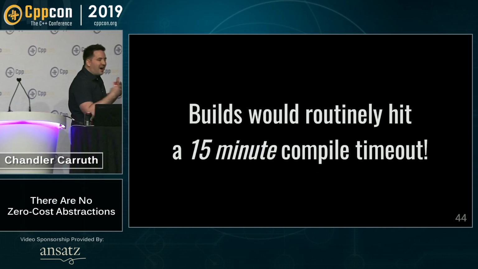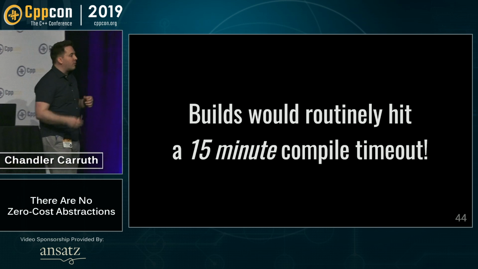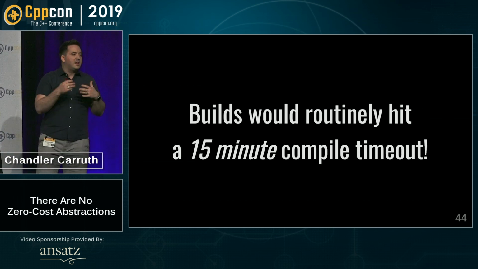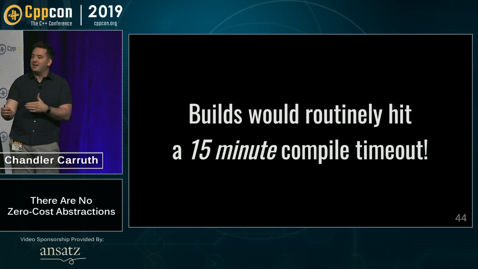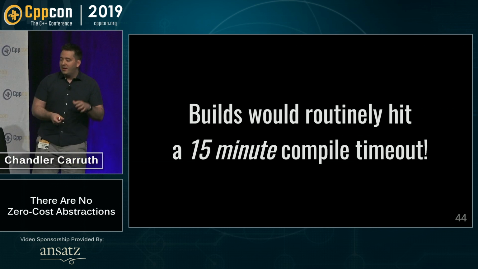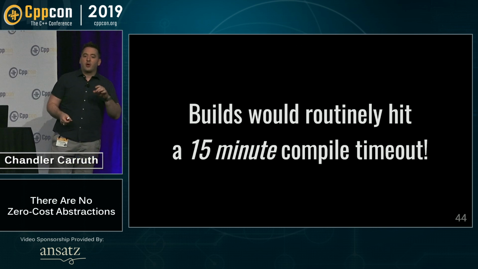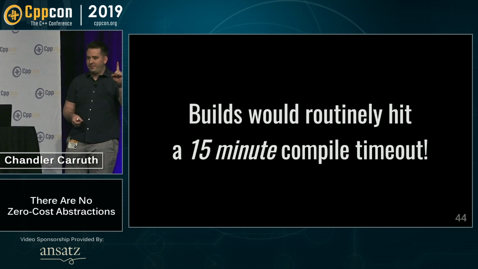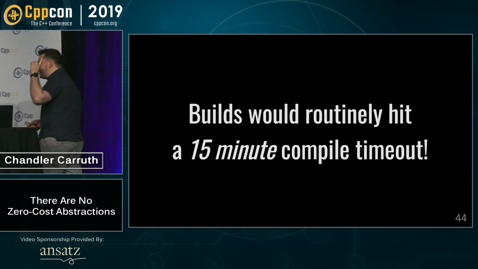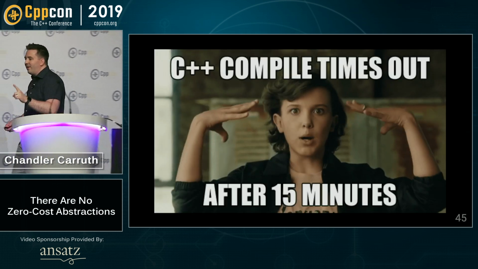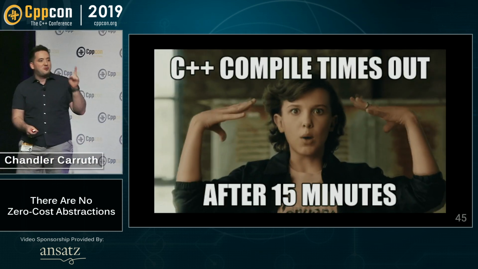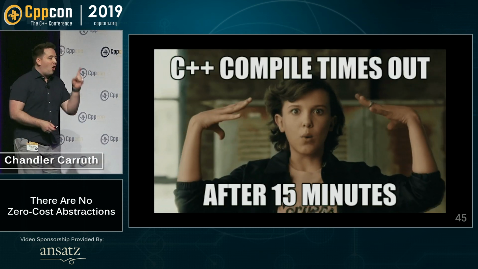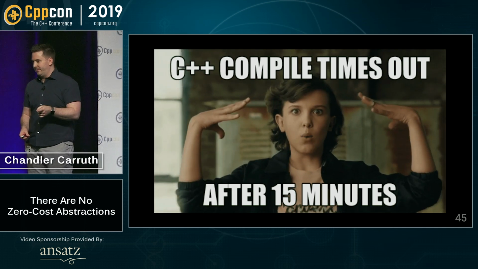Because with that 99th percentile in almost every build, builds were routinely hitting a 15-minute compile timeout. Now, I want to be clear. This is a timeout for compiling a single C++ file. A single C++ file was compiling for 15 minutes on almost every build.